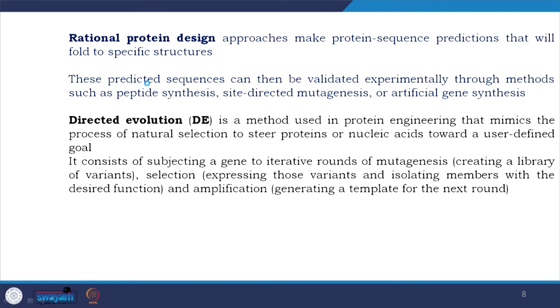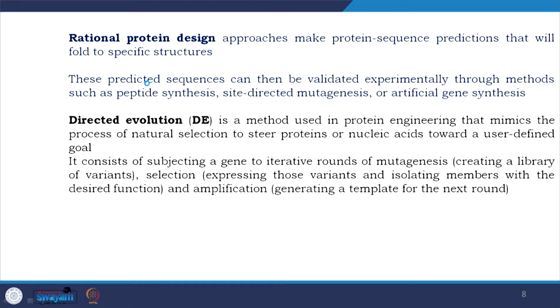Directed evolution consists of subjecting a gene to iterative rounds of mutagenesis. So, you take a gene and you perform random mutagenesis, creating a library of variants, then you do the selection for what you actually want. So, selection expressing those variants and isolating members with the desired function, and then amplification generates a template for the next round.